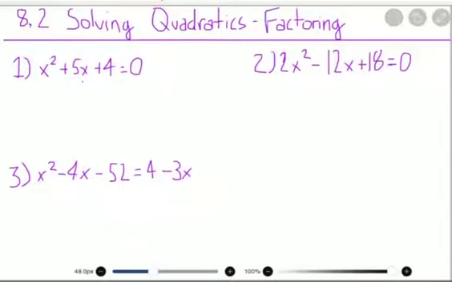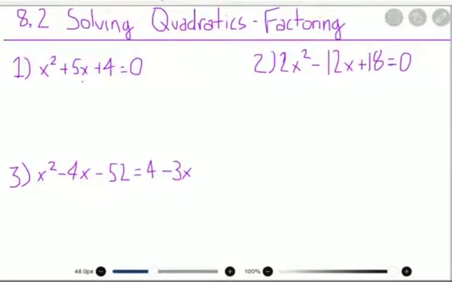So to factor, we first need to find the two numbers such that their product is equal to a times c and the sum equals b. Then we can split the middle term using these two numbers, take out the common factors, and simplify. So we can first look at that using this first example.